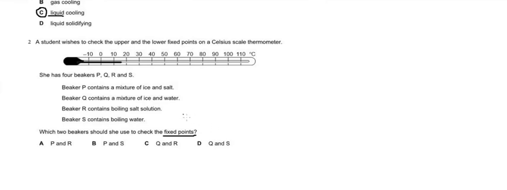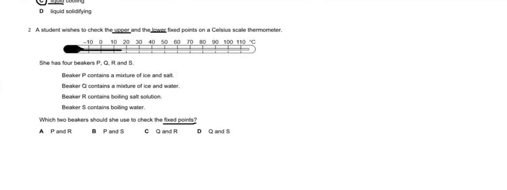So which beakers can she use? We want the fixed lower and fixed upper points on the thermometer scale. You can see the options P, Q, R, and S given, and the corresponding options show which beakers she can use.